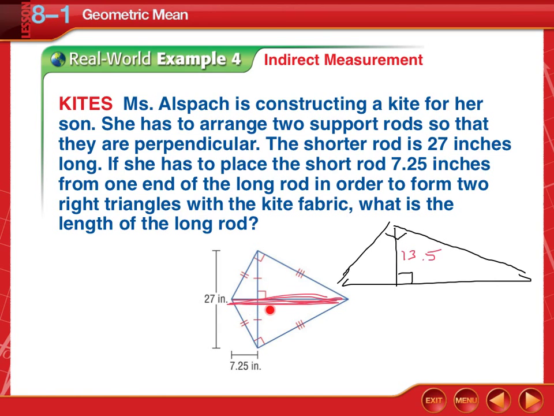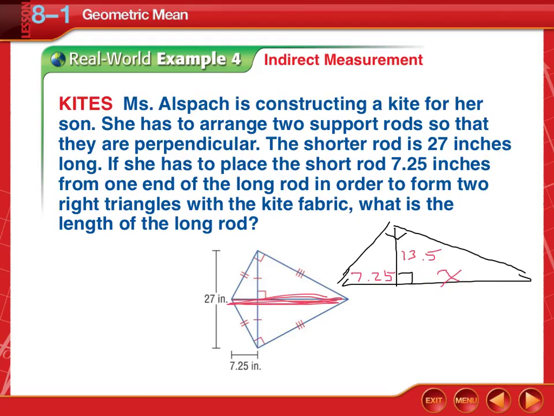And we're told that this piece here is 7 1/4, so I'm going to label that 7 1/4. And we're being asked for this entire hypotenuse length, the long rod. So let's label this piece over here x, and then when we solve for x, we can just add it to 7 1/4 and get our length. So if we want to use the geometric mean of the altitude here, we know that the altitude is the geometric mean. This altitude here is the geometric mean between these two segments that are created in the hypotenuse.